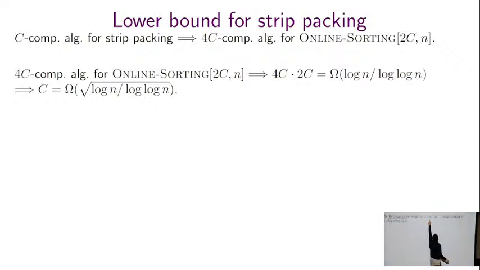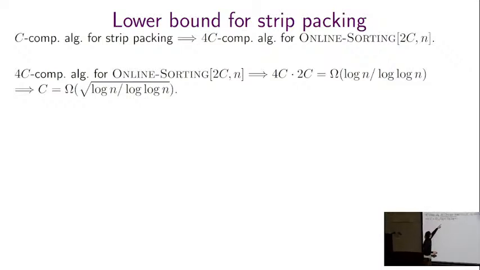So this is the competitive ratio and this is the extra space, and we had a result that it should be at least log n over log log n. So that means that C is at least the square root of that. So that's the lower bound we get.